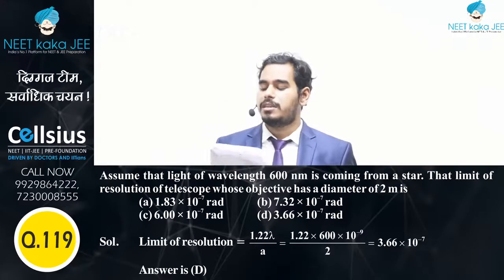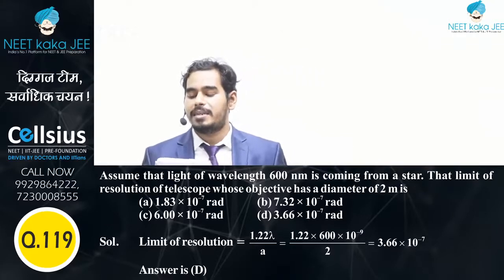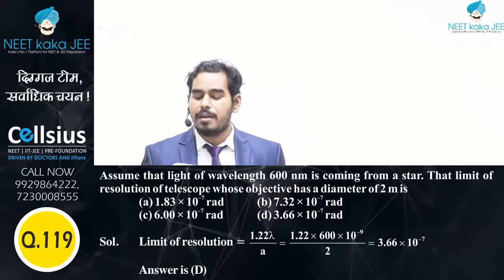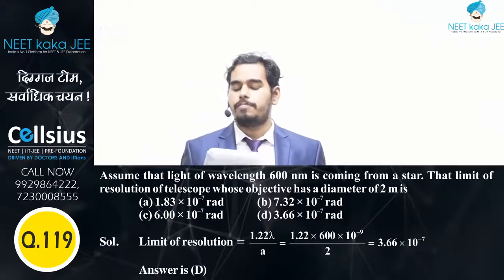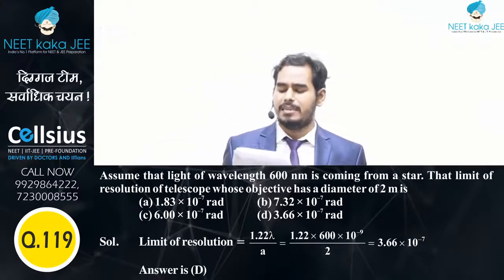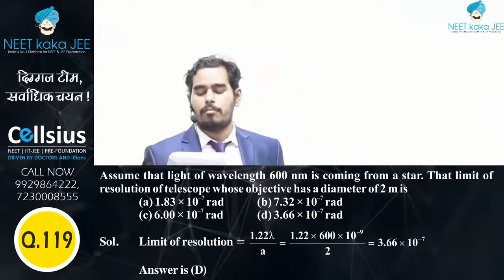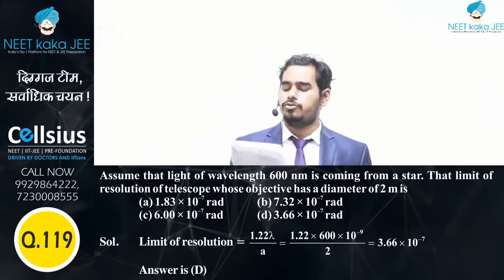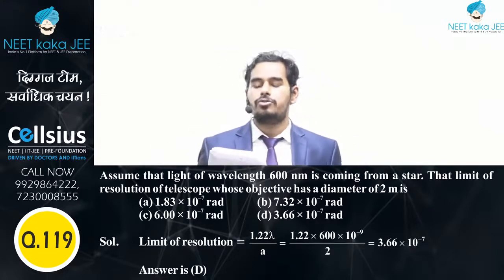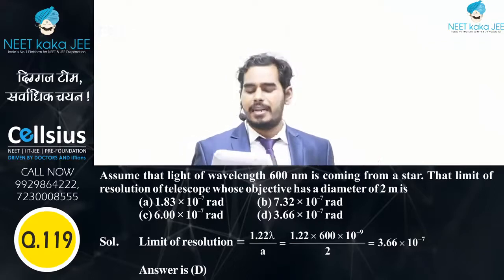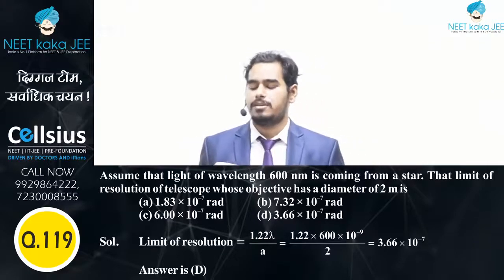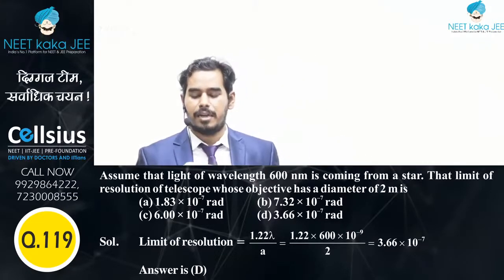The next question is: assume that light of wavelength 600 nanometer is coming from a star. The limit of resolution of a telescope whose objective has diameter 2 meter is. Simple application of formula, limit of resolution is 1.22 lambda by A. So 1.22 into 600 into 10 to the power minus 9 divided by 2. So your answer is 3.66 into 10 to the power minus 7. So your answer is D.